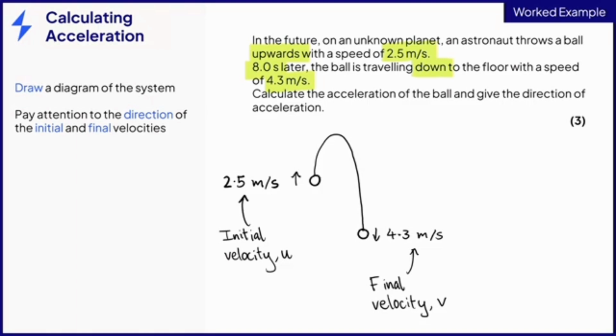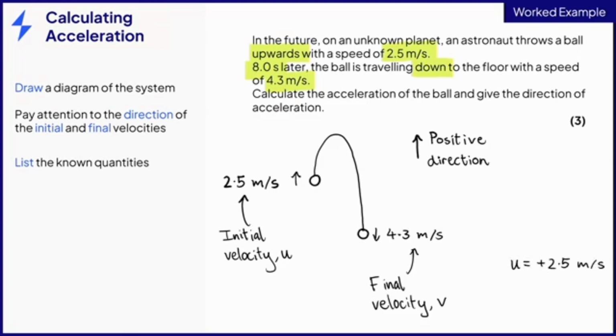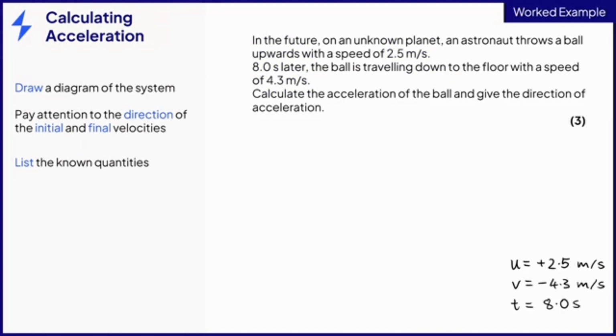So one will be positive and the other will be negative. We can choose which direction is positive, either is fine. But we'll say upwards is a positive velocity, so downwards is therefore a negative velocity. Now, when we list our quantities, initial velocity u is plus 2.5 meters per second, and final velocity is minus 4.3 meters per second. We'll also include our time of 8.0 seconds from the question.